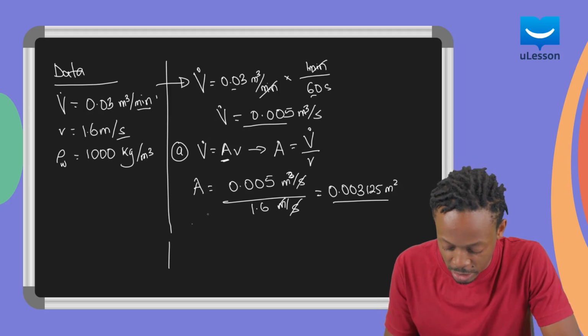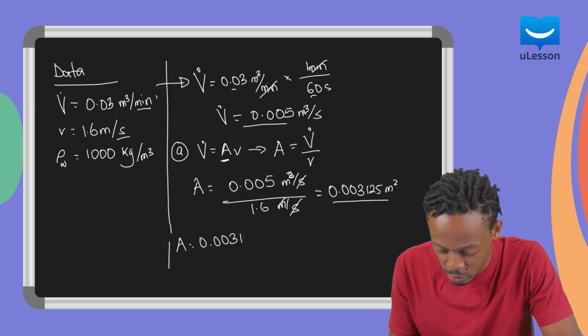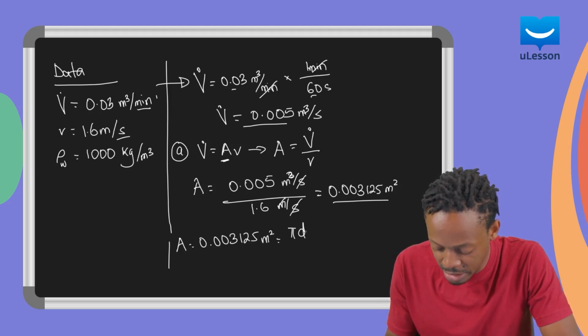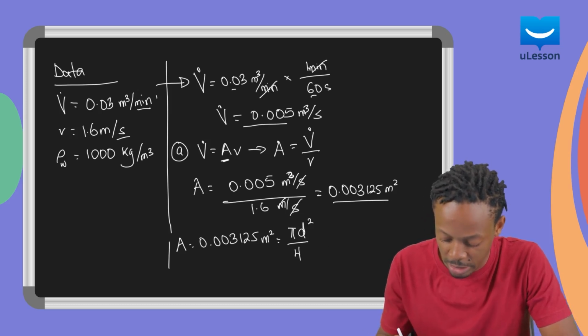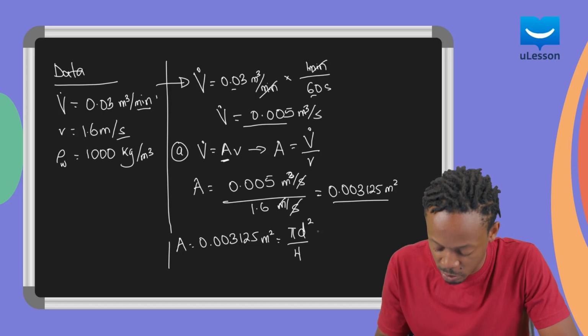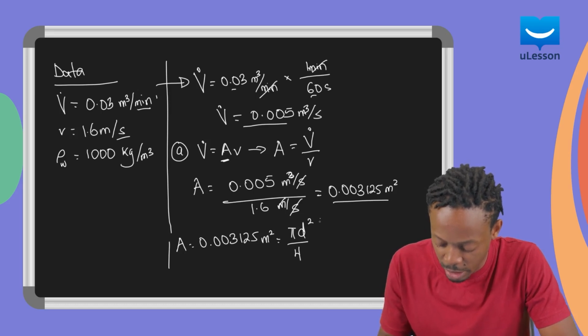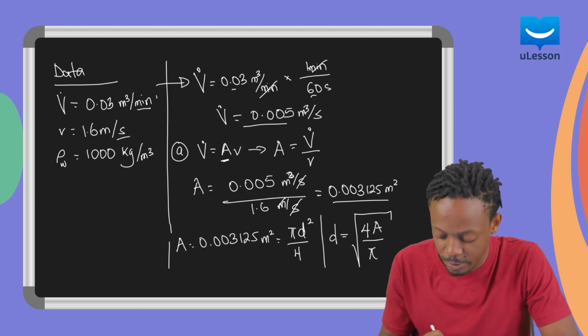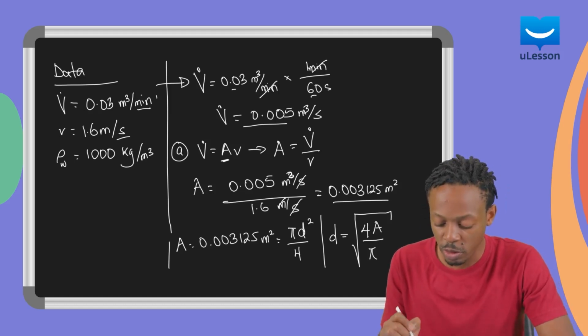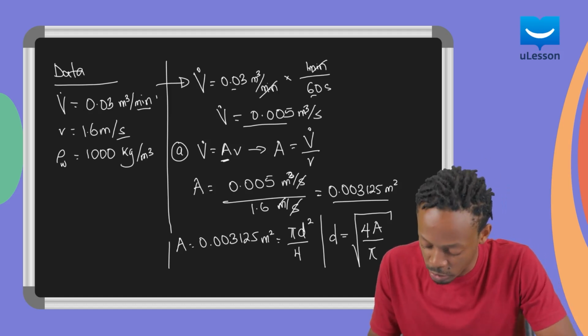From there we can start solving for the diameter of the pipe. We know that A is equal to 0.003125 square meters, and is also equal to pi d squared over 4. We want to make d the subject of the formula, and what we have is d is equal to the square root of 4 times A over pi.